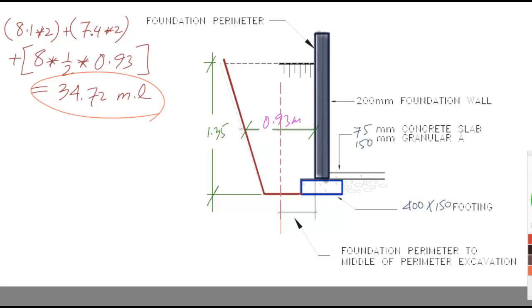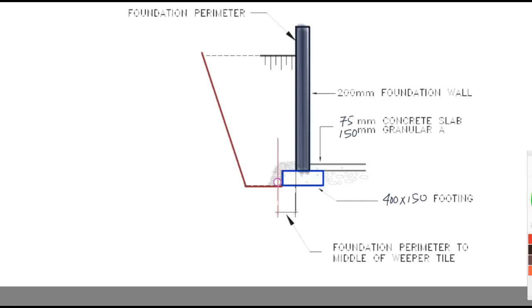Now let's talk about the weeper tile. For the weeper tile part, again, let's take a look at this, we're talking about this guy. I would like to know what the center line calculation is for this one. Now the weeper tile is given as 100 millimeter in the drawings. Let's say it's 100 millimeter. It's always attached to, or close to, the footing. So the calculation for the weeper tile is the same, the perimeter. The perimeter here, which is the same.